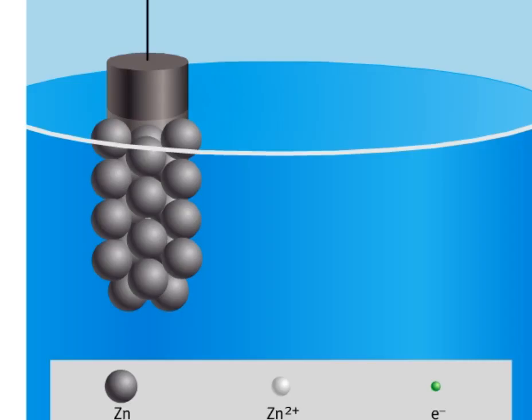At the zinc electrode, zinc atoms are losing 2 electrons, forming zinc 2+ ions, which enter the solution.